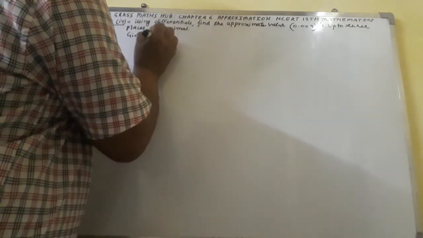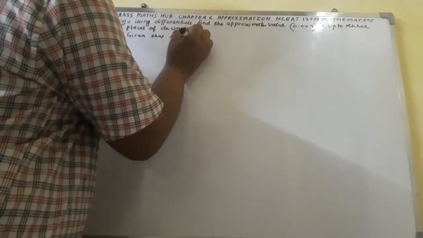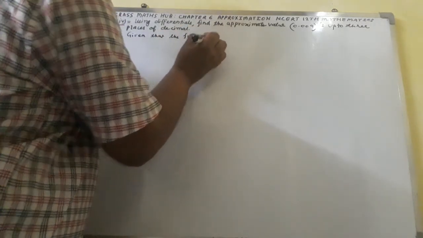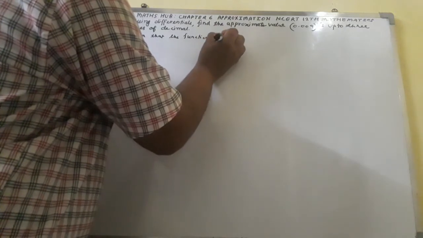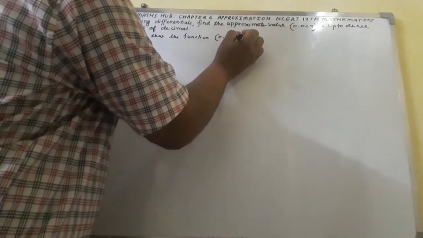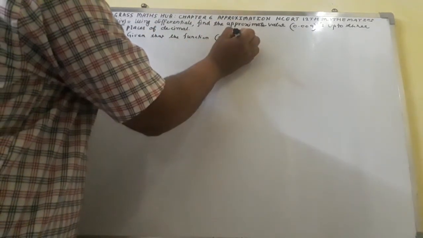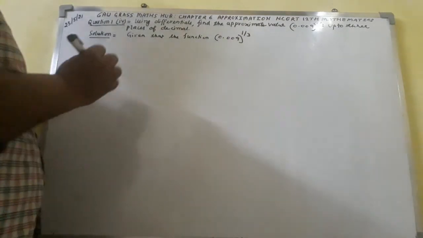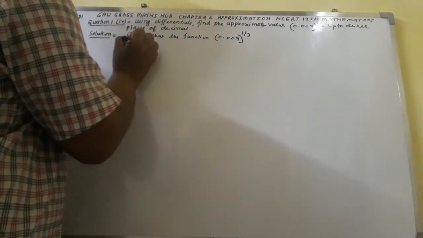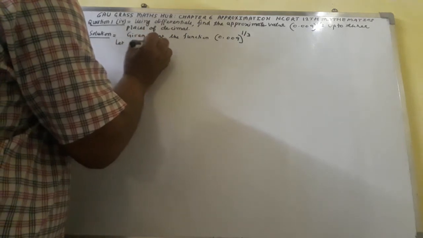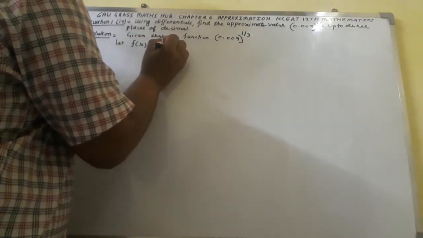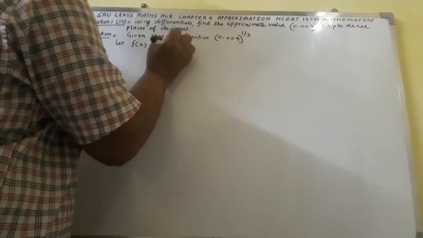Solution. Given that the function (0.009) raised to the power 1 over 3. Again I shall write, let f of x equal to x raised to the power 1 over 3.